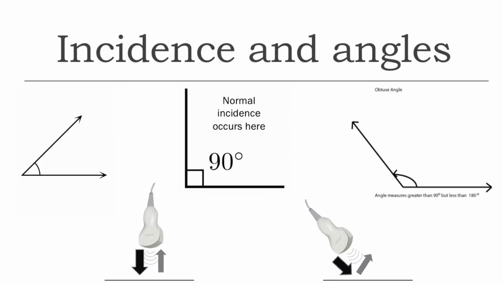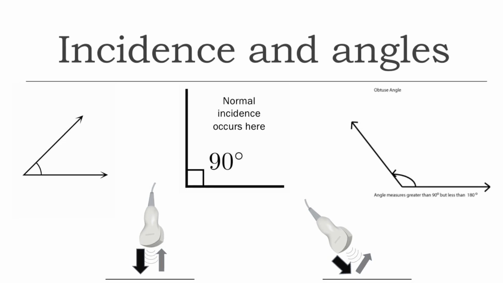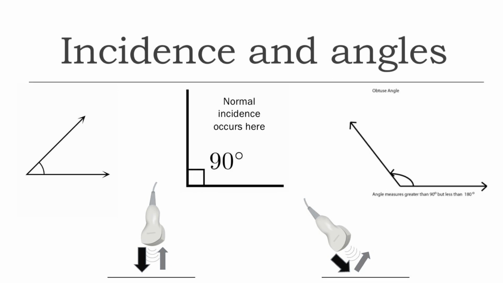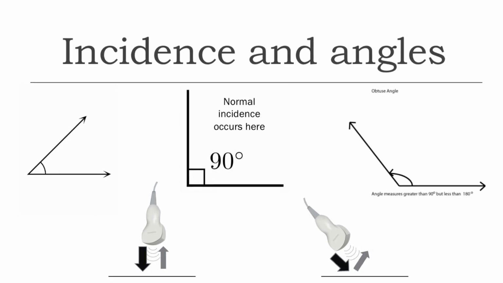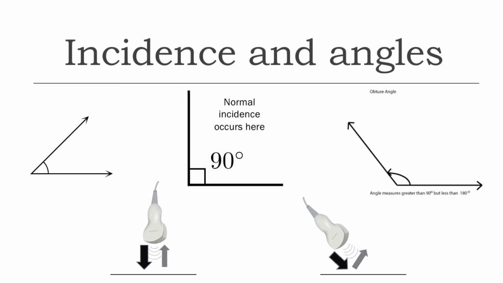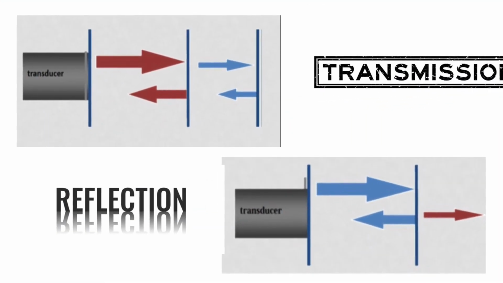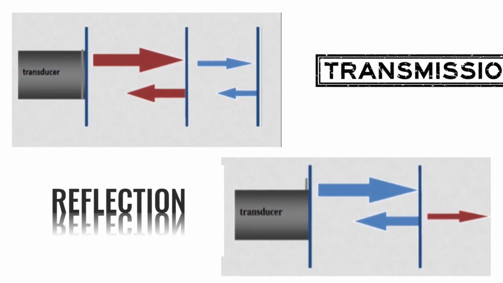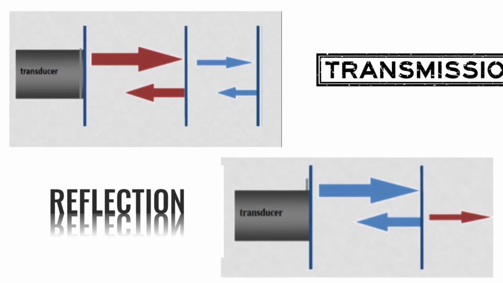The angle that a sound wave strikes a boundary in between two different types of media determines the behavior of a pulse. The angle at which a sound wave approaches a boundary is the angle of incidence. The angle of incidence will tell us whether transmission, reflection, or refraction will happen. There are two types of incidence, which are normal incidence and oblique incidence.